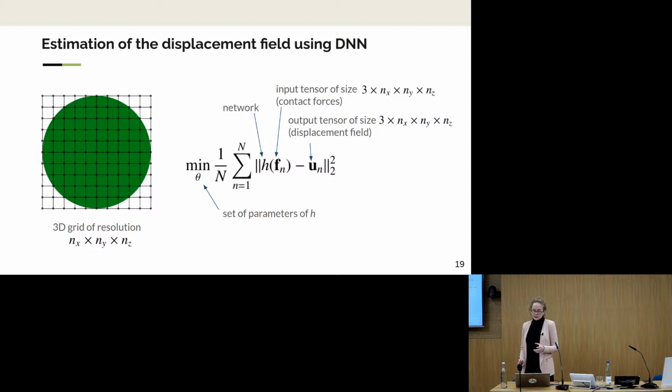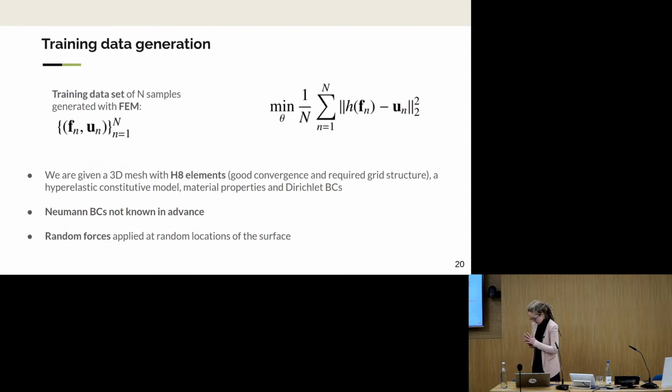So the input tensor f_n and the output u_n must be encoded in a 3D grid of the desired dimension. Okay, so the minimization is performed over a training data set of n samples generated with the FEM. In order to generate such data, we assume we are given a 3D mesh with hexahedral elements, a hyperelastic constitutive model, like the Saint-Venant-Kirchhoff model, material properties, and Dirichlet boundary conditions. Neumann boundary conditions are not known in advance. We don't know how many forces we will apply.